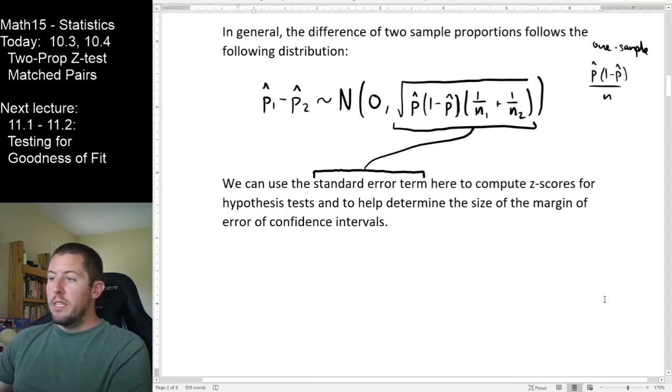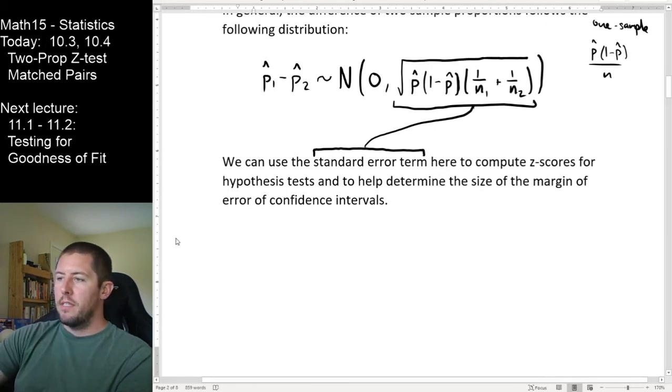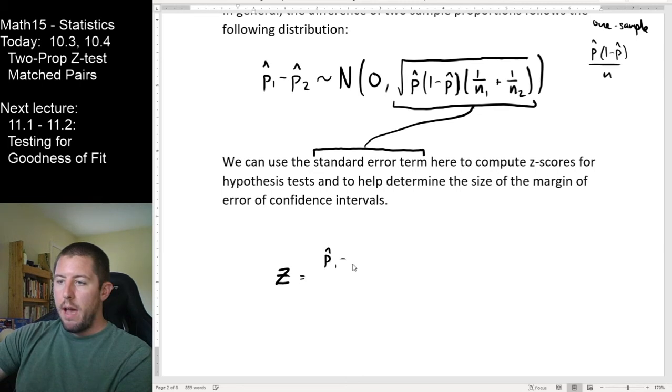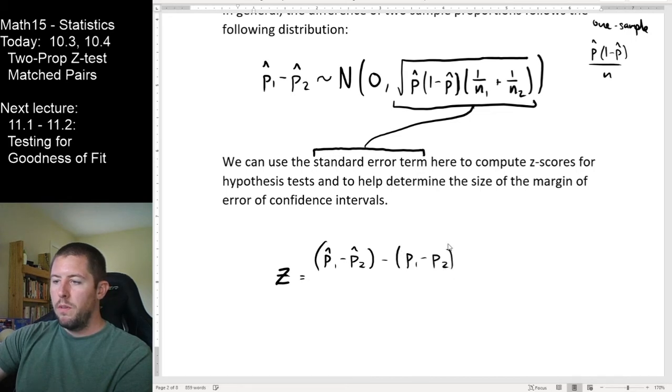So we can use this to compute z-scores for the hypothesis test. So maybe I'll just say our z-score computation then is going to be our p1 hat minus p2 hat, minus p1 minus p2. And this, by the way, is equal to 0 according to the null hypothesis always. And it's all divided by our standard error term here.